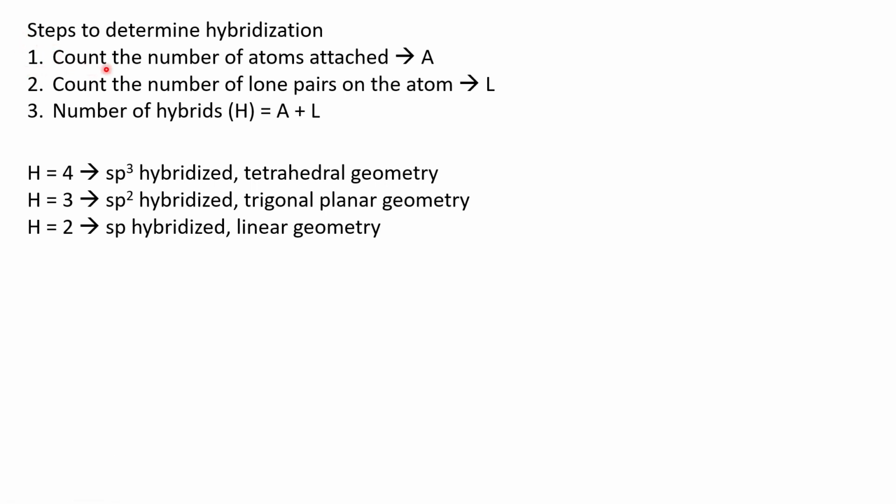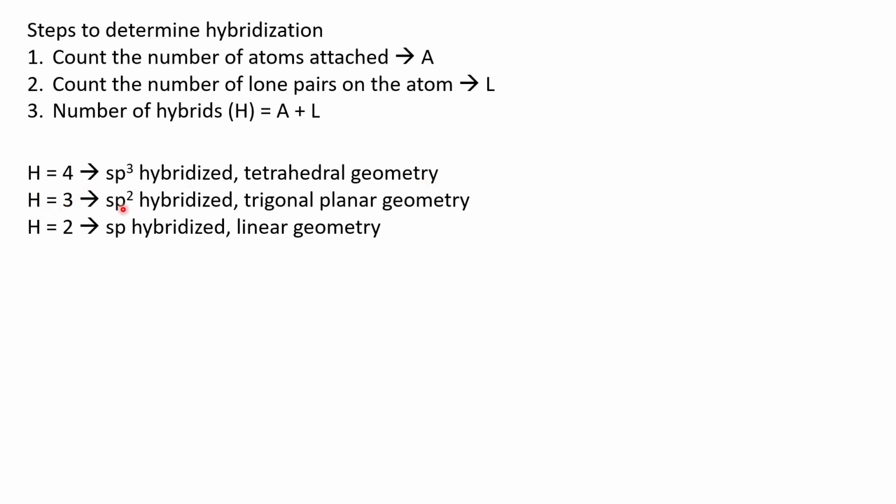Step 1, we're going to count the number of atoms attached to whatever atom we're trying to determine hybridization on. This is our value A. Then we're going to count the number of lone pairs on the atom in question. We'll call this L. Our number of hybrids, which we call H, is simply A plus L. Now, when H equals 4, we have the sp3 hybrid orbitals. This again gives us our tetrahedral geometry like we just saw.